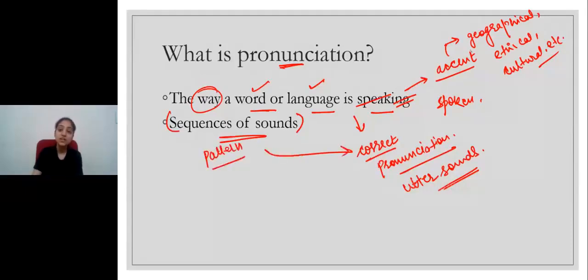Now notice, because I had introduced the concept of accent, you do not need to worry about copying someone's accent. There are varied accents in the English language. There's the British accent, the American accent, the Australian accent. There are numerous accents in English. If you wish to pick up an accent, that is a totally different case. But what we are looking for is the correct pattern in which we utter the sounds that we make.